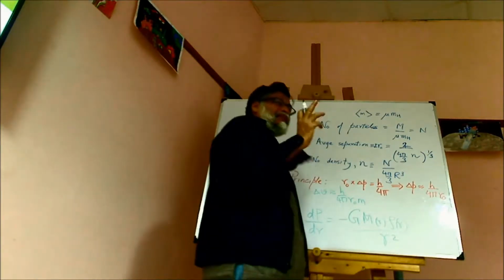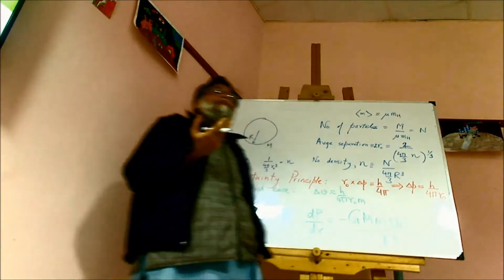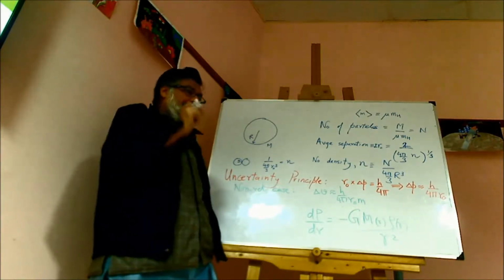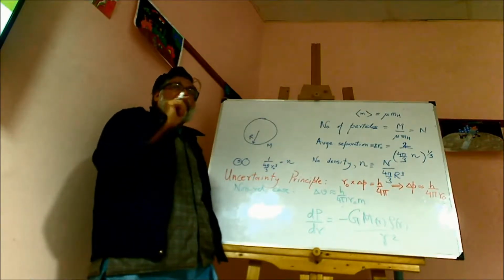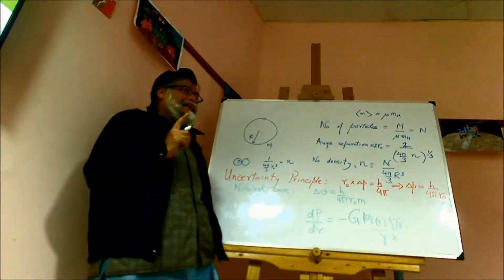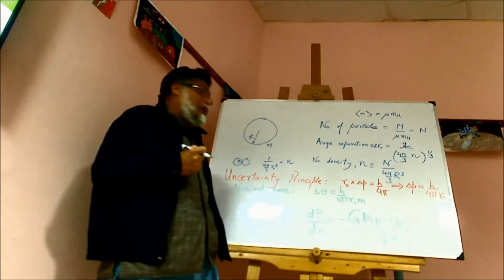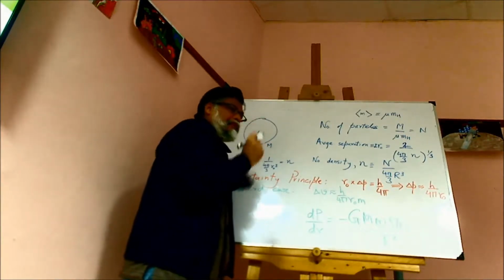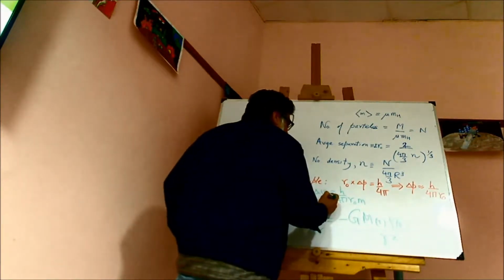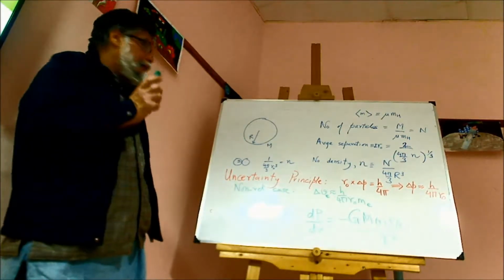For the proton, the uncertainty in the velocity will not be much, because the proton is heavy. Proton is about 2000 times heavier than the electron. The electron's mass in energy units is 0.511 MeV, while the proton's mass in energy units is 938 MeV. So the proton is almost 2000 times heavier than the electron, and its uncertainty in velocity will not be as high as the electron's. Therefore, we will talk about the electron. I will put subscript E, saying that this is the electron's uncertainty in the speed.